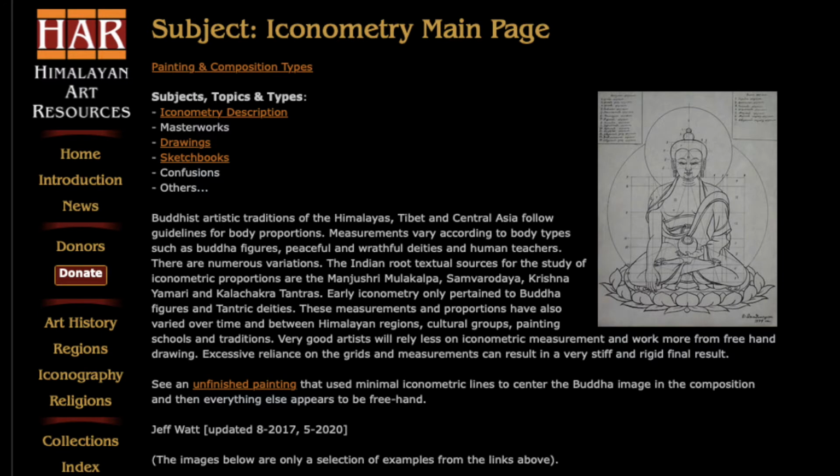These originate in India, and they come out of an Indian aesthetic system, of which there were many, because there were many regions of India in the first millennium, and they all had different ideas of what was beautiful and ideal for the human body, or deities with multiple heads and arms. For Buddhism, we find some reference in the Manjushri Mulakalpa, the Samvarodaya Tantra, the Krishna Yamari, and the Kalachakra Tantras. So these are orthodox sources.